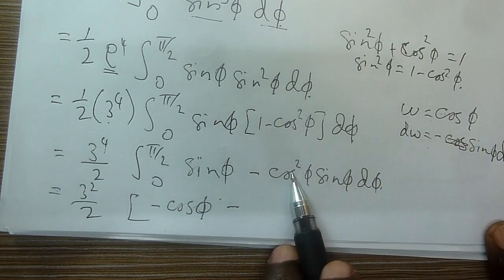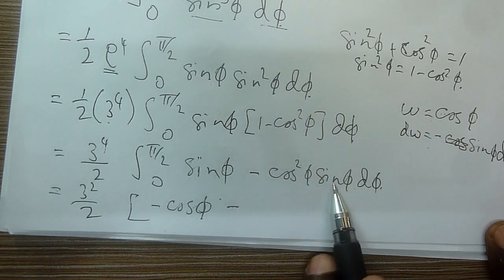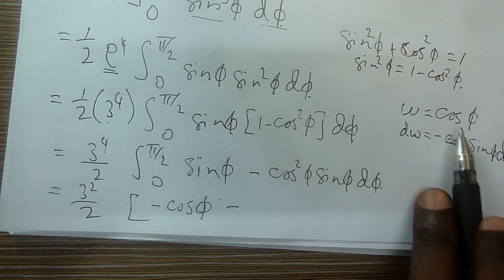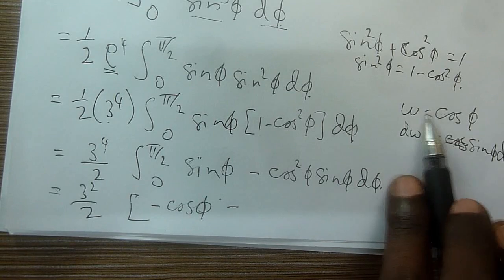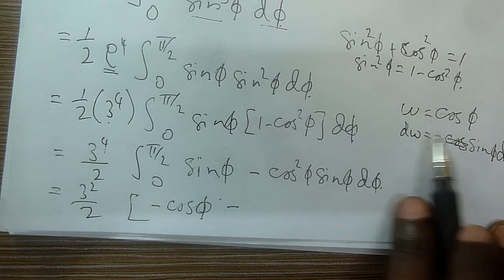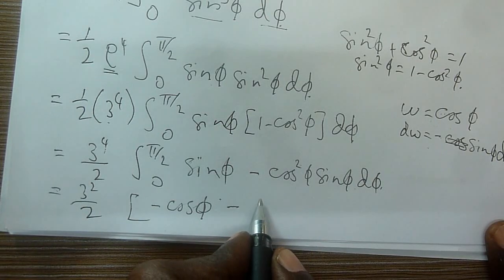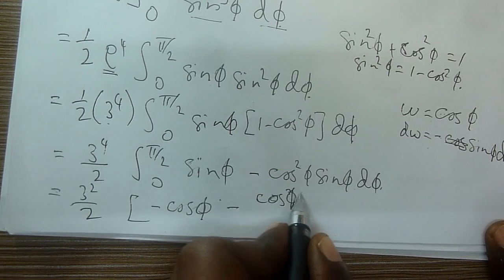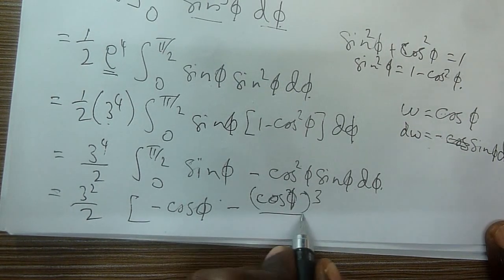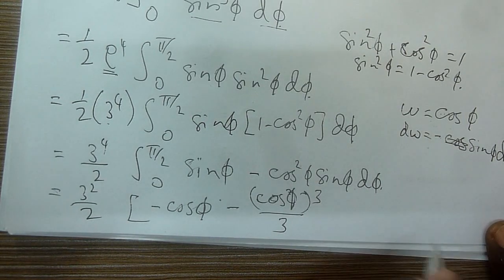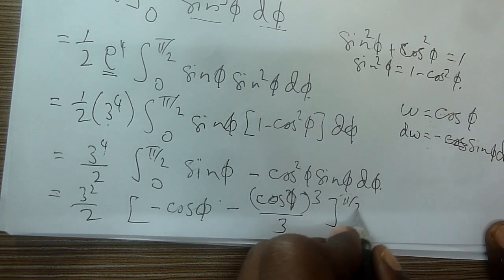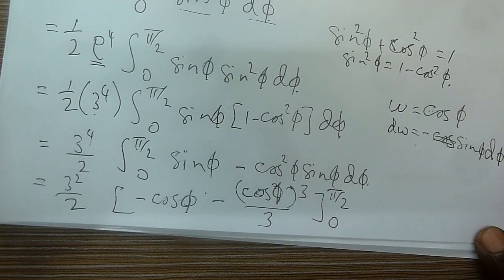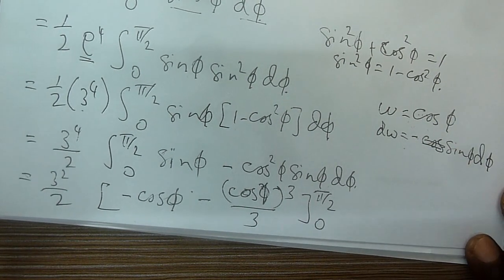Here, when I substitute w, it's a whole thing dw. Cos w, when I substitute back w here, I get a w over 3. That means it's cos 3, cos phi over 3. With this, it goes from pi over 2 to 0. Done. Now, is there any other way other than this to handle this?